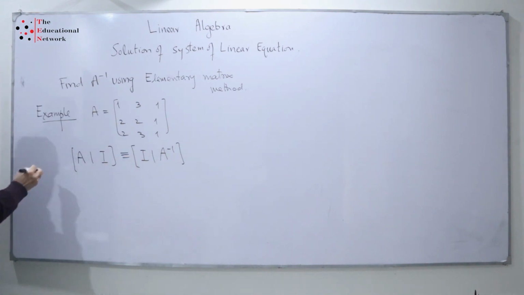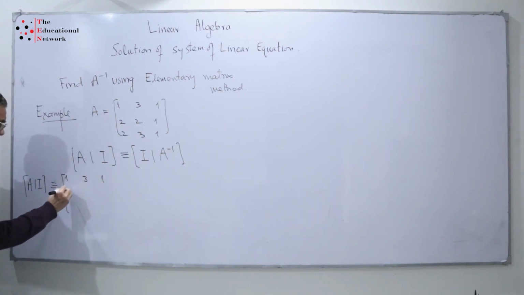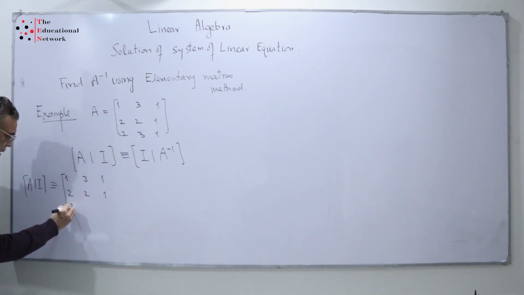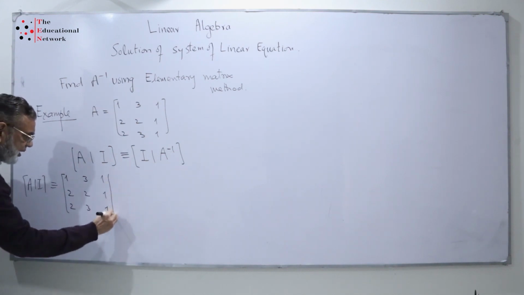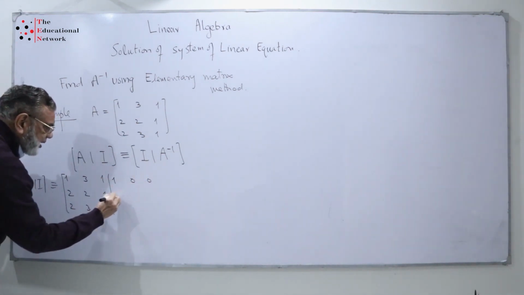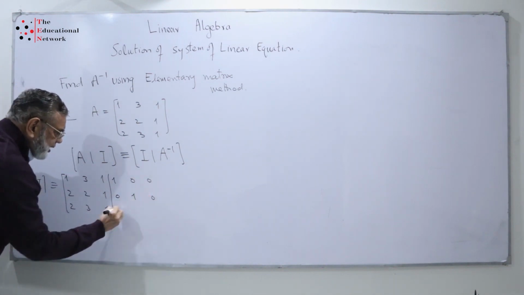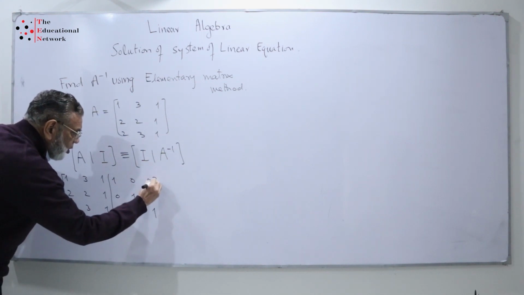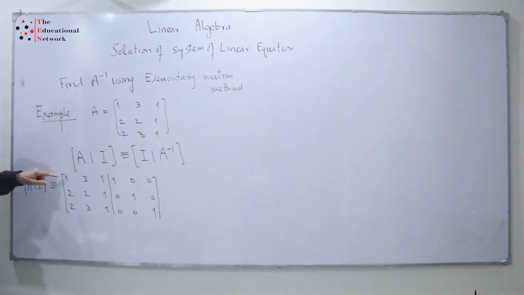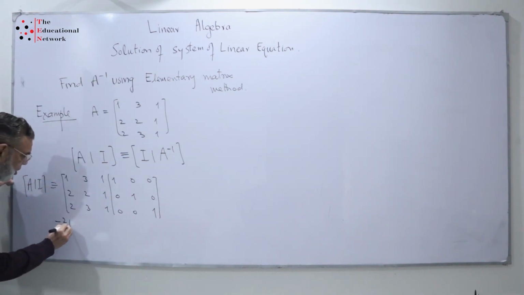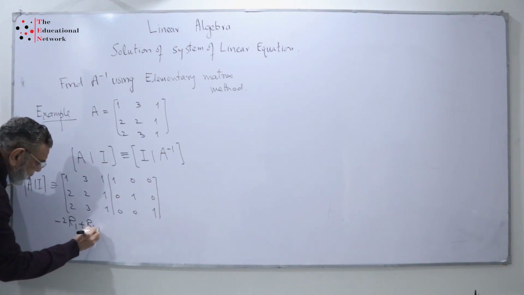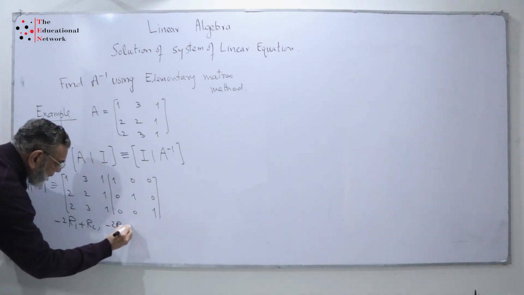Now we just start, and we take here A, I. This is my matrix A: 1, 3, 1, 2, 2, 1, 2, 3, 1. And we have here the identity matrix 1, 0, 0, 0, 1, 0, and 0, 0, 1. We make the row operations. Our row operation will be that we retain 1 here, this leading entry. We want to make this one 0 and this one 0. It will be minus 2 R1 plus R2 and minus 2 R1 plus R3.